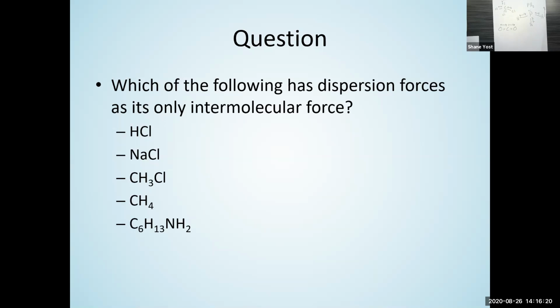So I have a number of suggestions here over Zoom. It seems the dominant one is CH4. People think it only has dispersion interactions. So we'll go through these molecules one at a time. Let's talk about hydrogen chloride here. What type of intermolecular forces is it going to have, and what's its most dominant intermolecular force, I should say? Yeah, for HCl, hydrogen chloride.